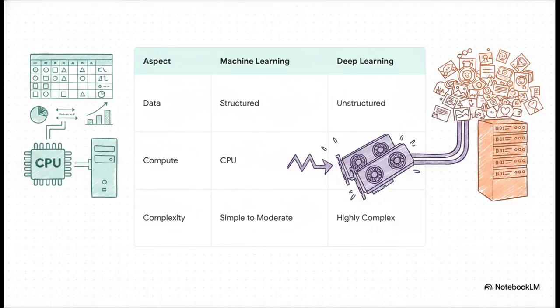When you compare them, you'll notice a really clear separation between traditional machine learning and deep learning. While traditional ML handles structured, tabular data perfectly fine on standard CPUs, deep learning is hungry. It thrives on massive, messy, unstructured datasets. We're talking millions of images, audio files, text documents, and it requires immense computational power, specifically GPUs, just to crunch through all those complex layers.